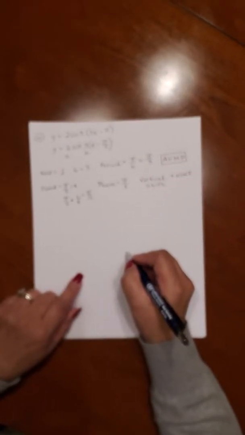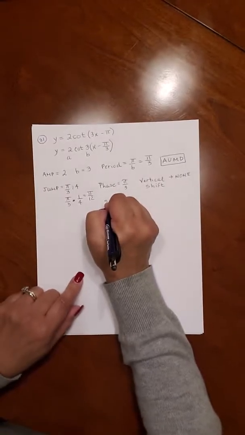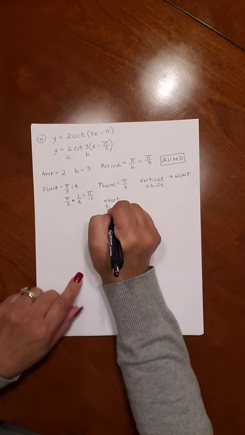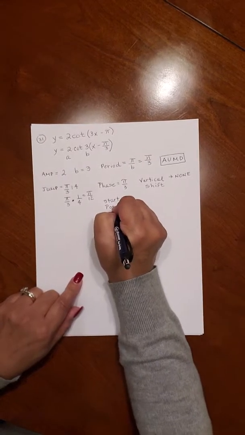Okay, then we want to start graphing, but we need to know where to start the graph. That's called the starting point or starting position.